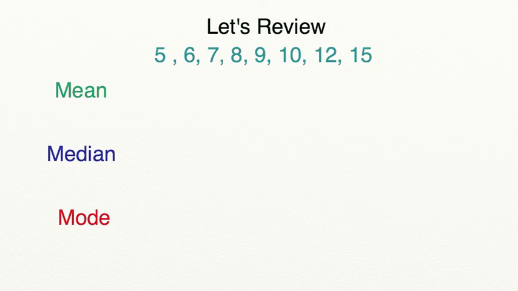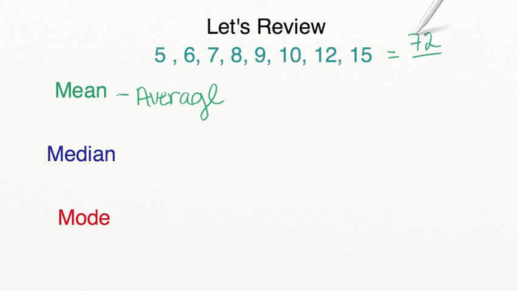Let's review what you've learned in today's lesson. The mean is the average number in a set of data. In order to find the mean, you need to add up all of the numbers in your set of data and then divide it by the amount of numbers that you added. So, when we add up all of these numbers together, we get a sum of 72. We then divide 72 by the 8 numbers we added together, and that gives us a mean of 9. So for this set of data, our mean is 9.